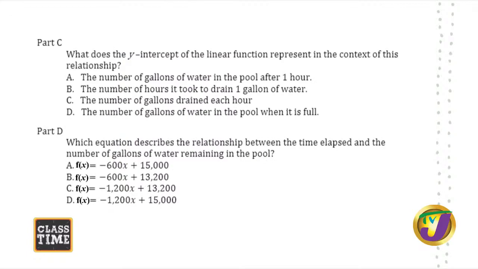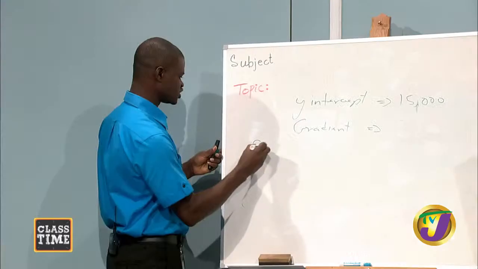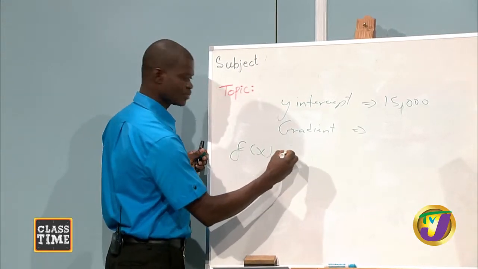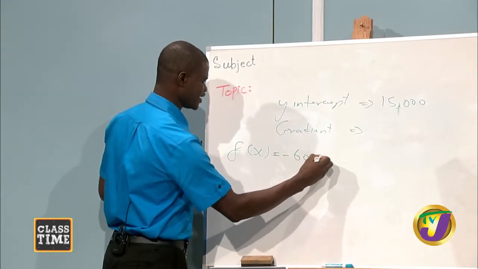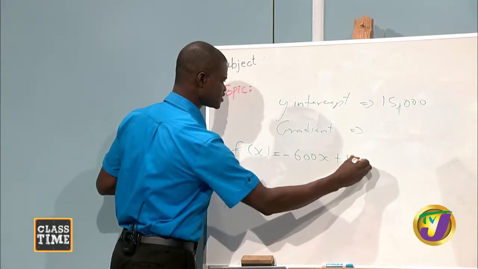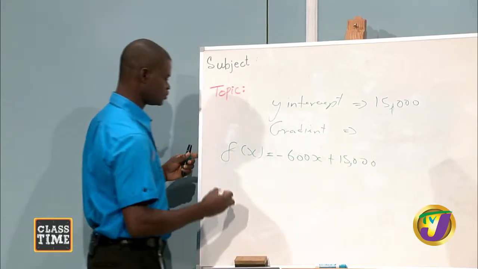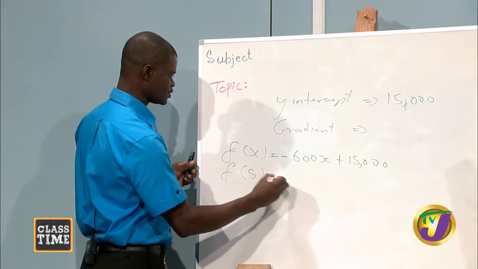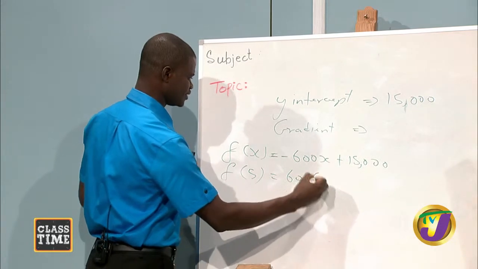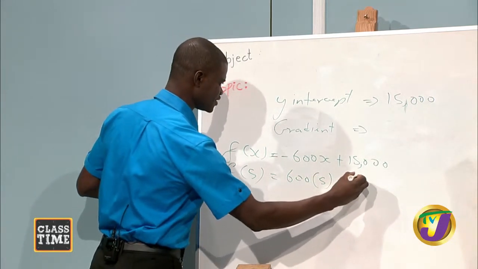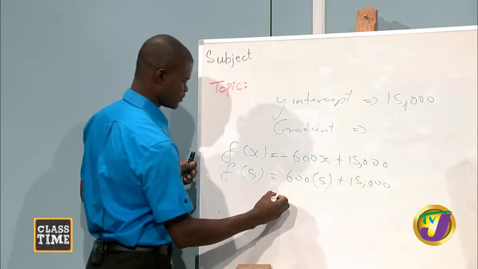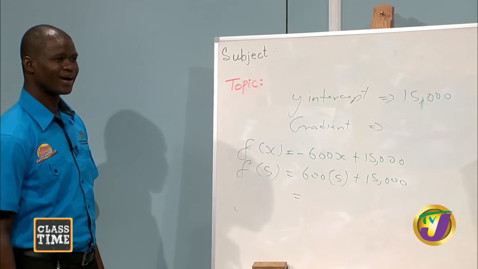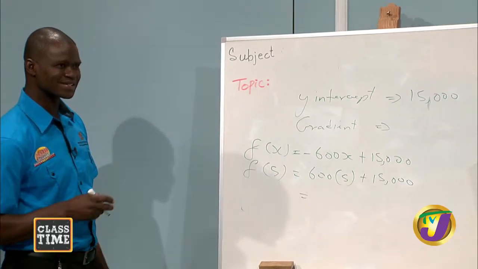All right, so let us try the first function, which is f of x is equal to negative 600x plus 15,000. So we are looking at when x is 5. So that will be 600 times 5 plus 15,000. Mr. Price, you're missing something though. Remember, what am I missing? Negative. Yes, sir. And that is where students will make the mistake as well.